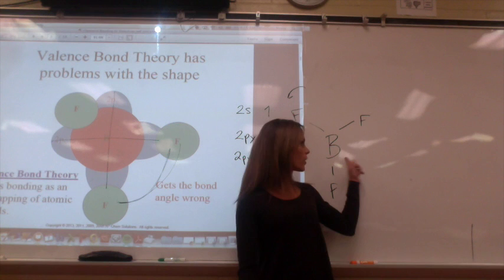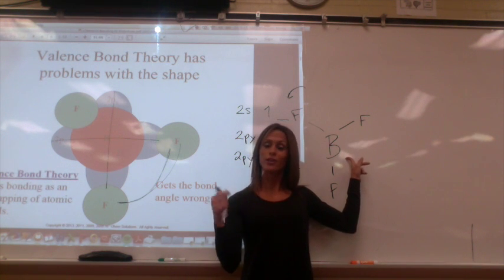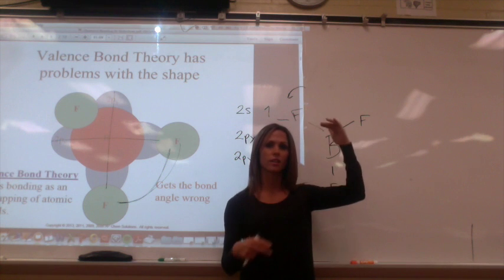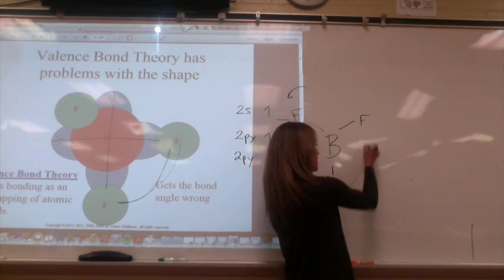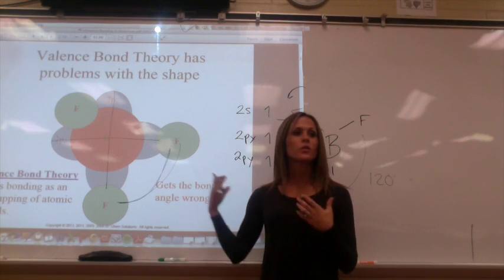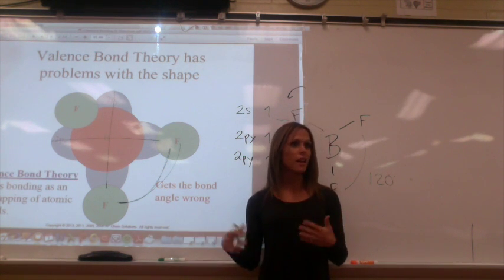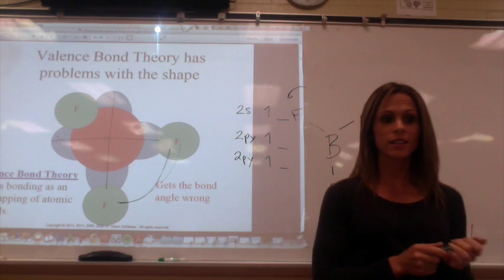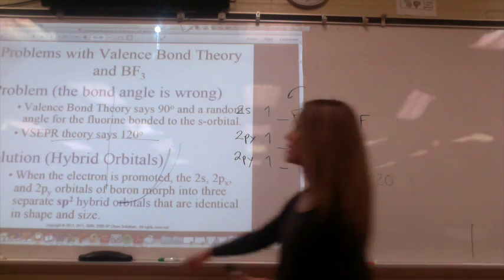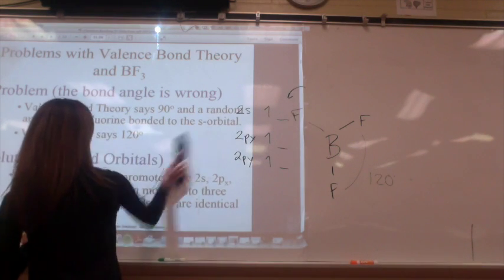But what do I know from your note cards that you've made? What do you know trigonal planar is? Go back and look at the sheet. 120. I'm supposed to have 120 degrees here, and I don't. So if we use valence bond theory, it gets the angle wrong. Do you see that? So the problem here is that the bond angle is wrong.